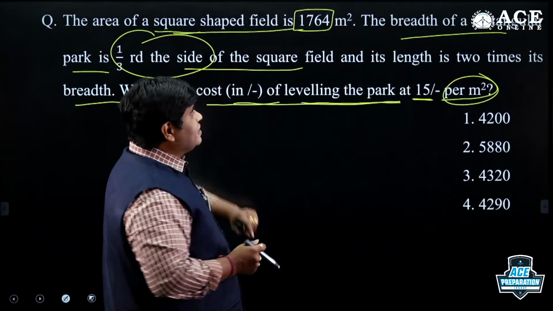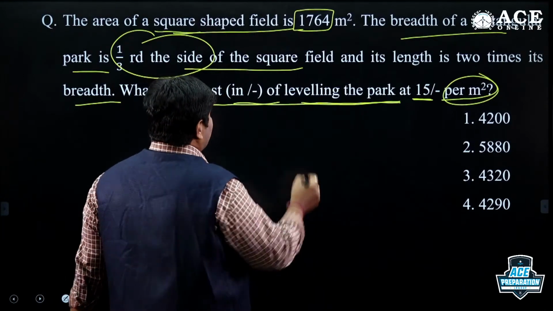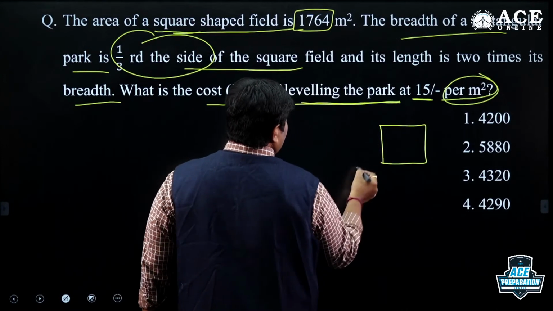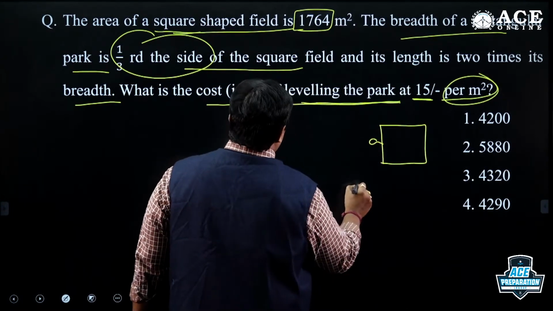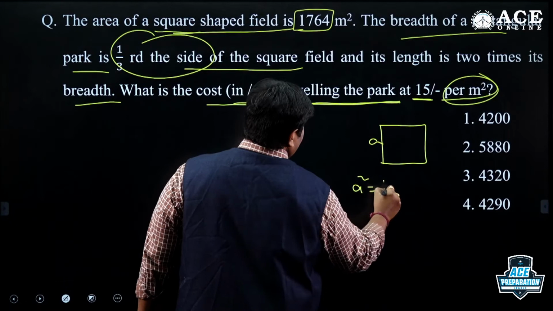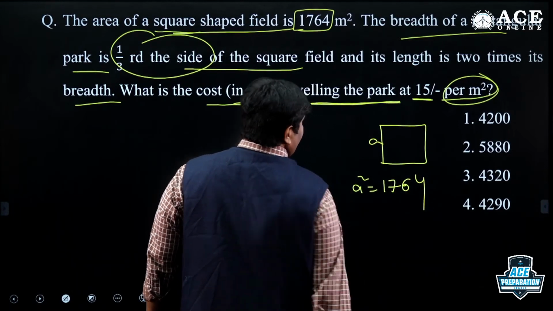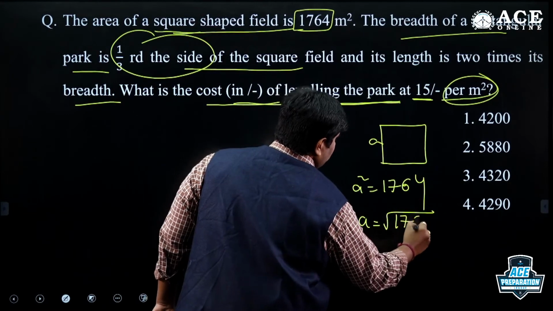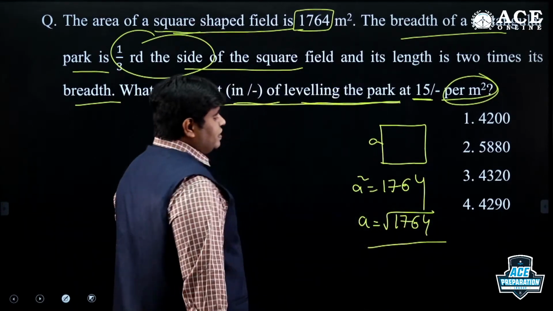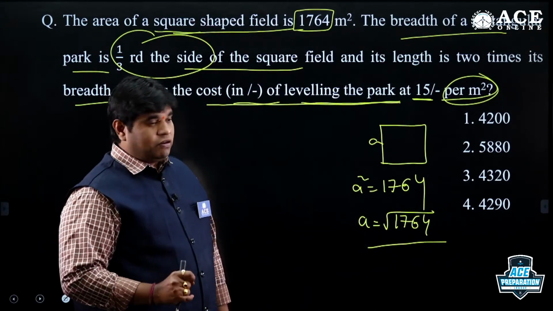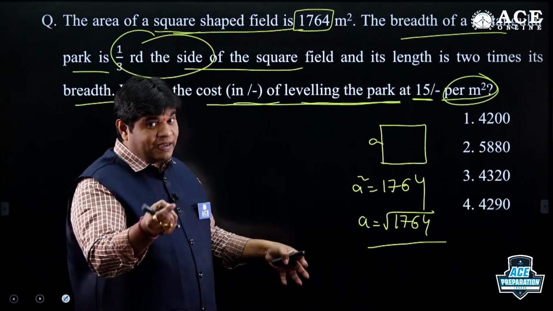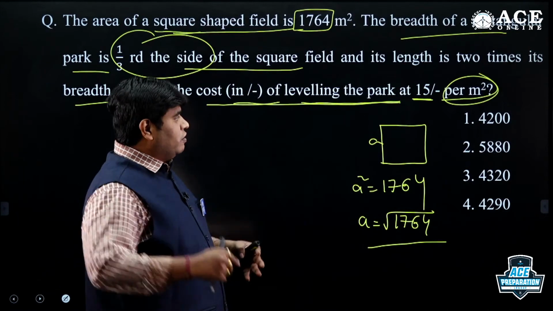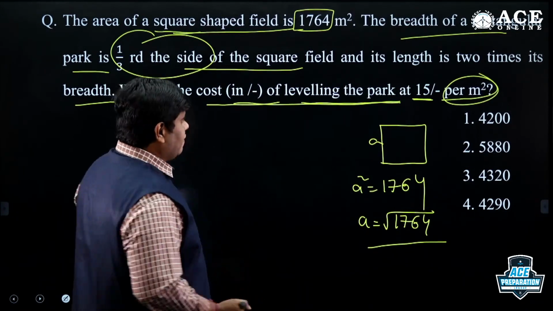So first of all, what is the side of the square? This is a square, so all sides are equal. Area of a square is equal to a squared, which is 1764. I want a, so root 1764. We know the direct value, but for some people, graduate students, intermediate students, plus 2 students, here is a small point.